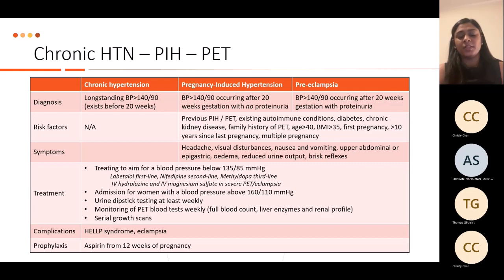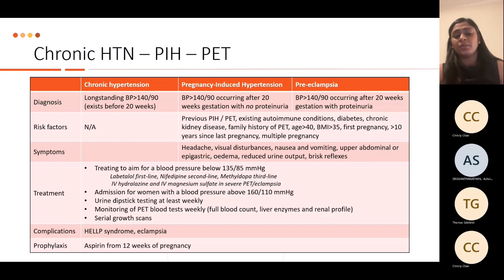Obviously, complications that we worry about are HELLP syndrome, so hemolysis, elevated liver enzymes and low platelets, and eclampsia, so generally speaking, seizures. And prophylactic treatment, which we alluded to in one of the previous questions in the antenatal care section, is that we use aspirin from 12 weeks of pregnancy following a risk assessment of their pregnancy.